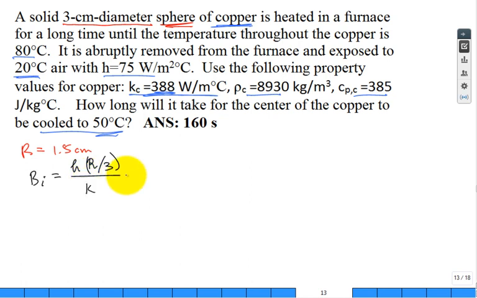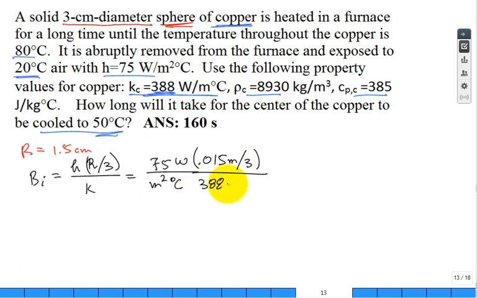Divided by k. So we put in our value of h, 75 watts per meter squared degree C. The radius, 0.015 meter, divided by 3. Did I do the centimeters to meters conversion correctly? Good. And then the thermal conductivity, 388 watts per meter degree C. Check your units. Watts go, watts go. Meter squared, meters squared. There you go.